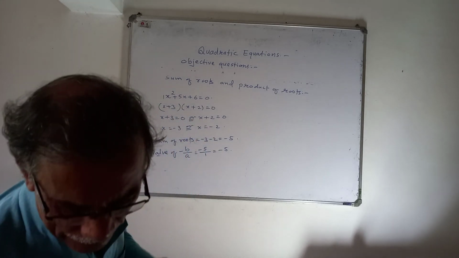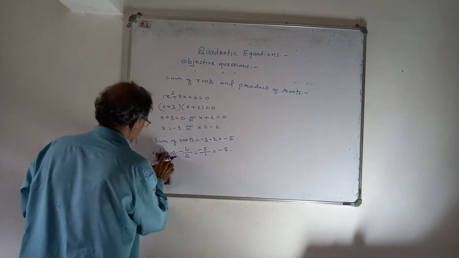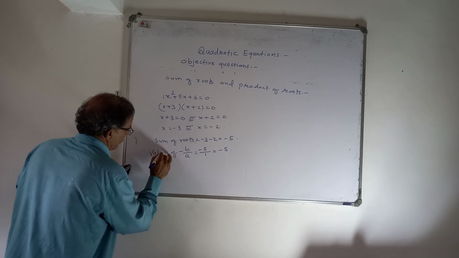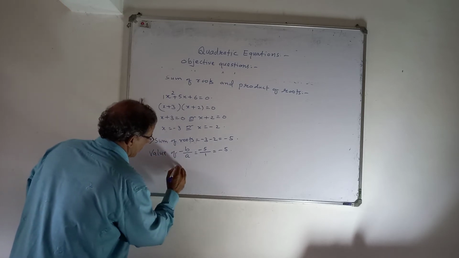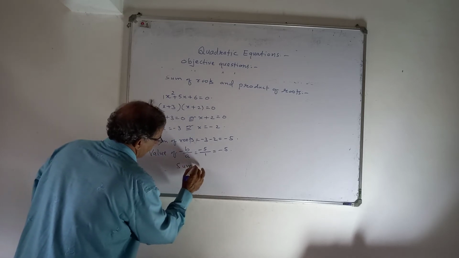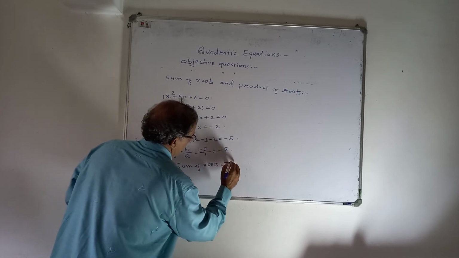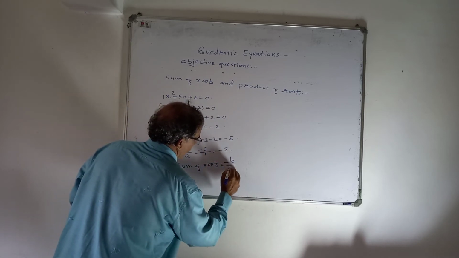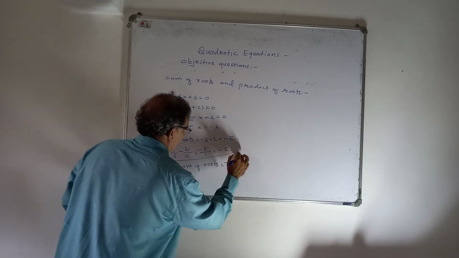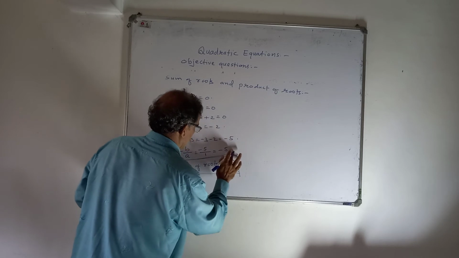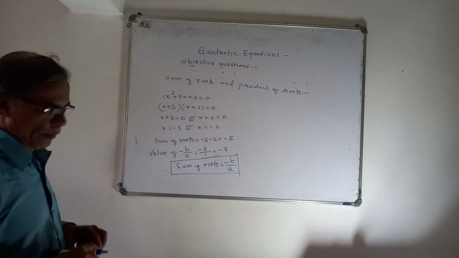So from this we have one formula now. What is that? See, this is the value of the sum of roots, which is equal to minus b by a. So this is the formula we are having. Sum of roots is equal to minus b upon a.